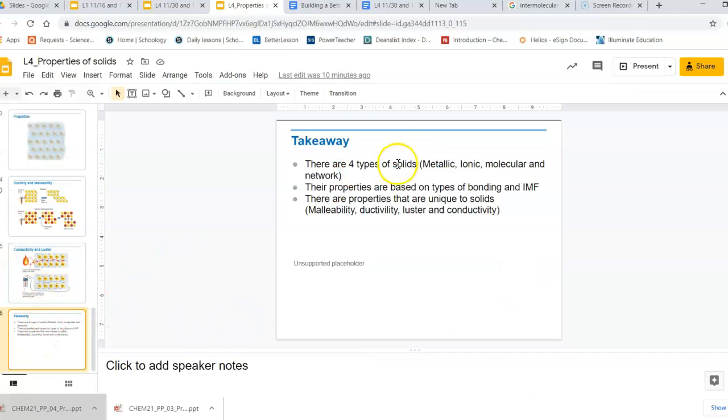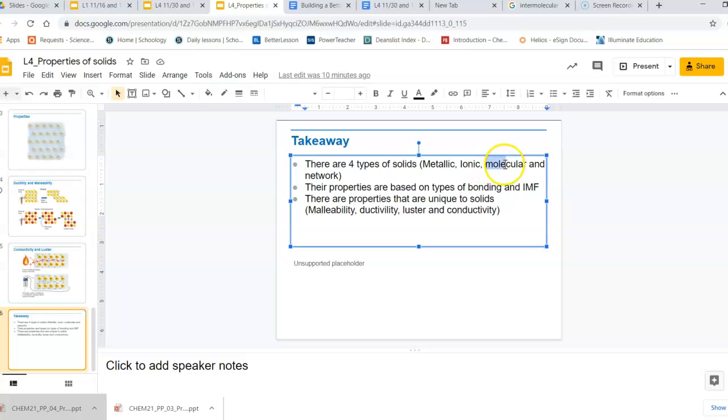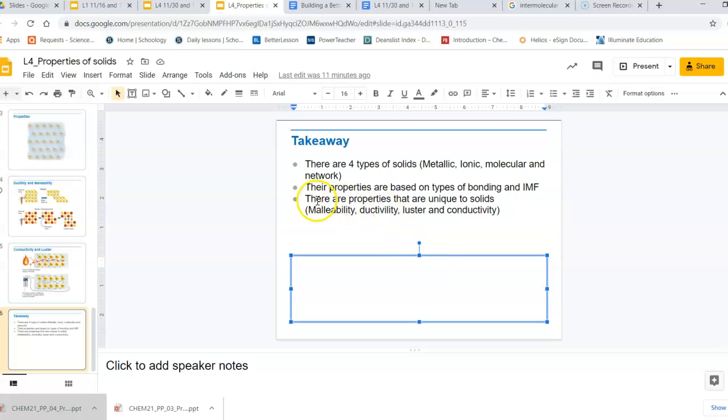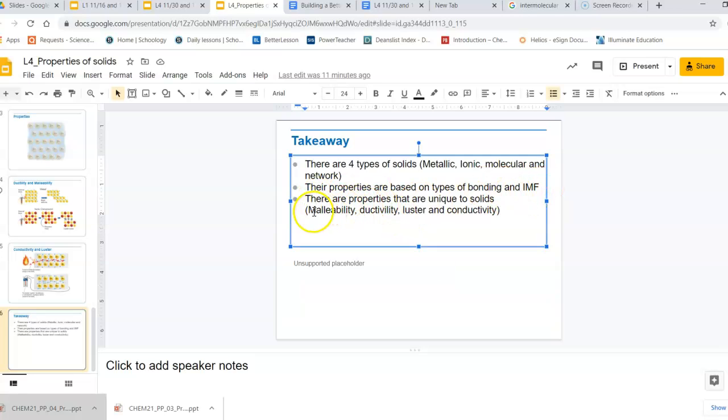Okay, so this is my last slide, and just a quick overview. There are four types of solids. We have metallic, ionic, molecular, and network. Their properties, again, are based on where the electrons are, so either through bonding or through intermolecular forces. So metallic, ionic, and network are all through bonding, whereas molecular is through intermolecular forces. That's how they are put together. And then there are some common properties of solids when we talk about malleability, ductility, luster, and conductivity.